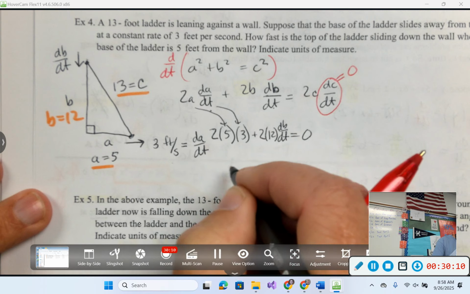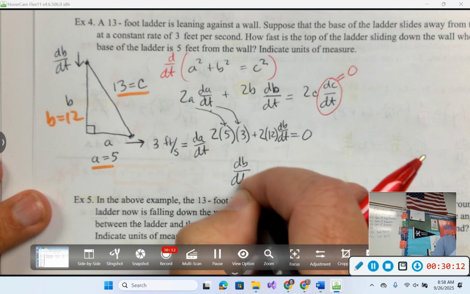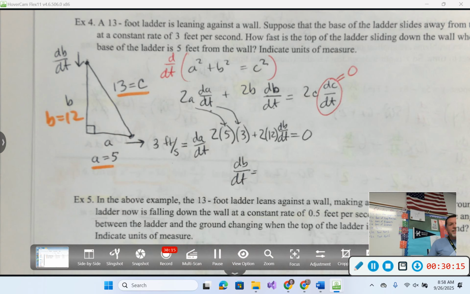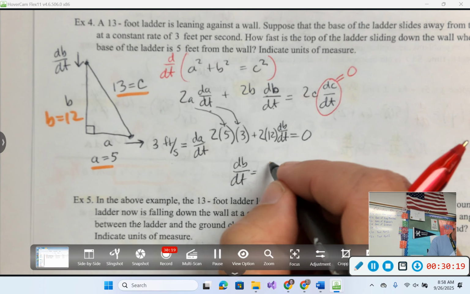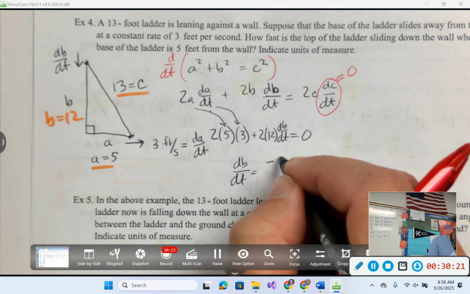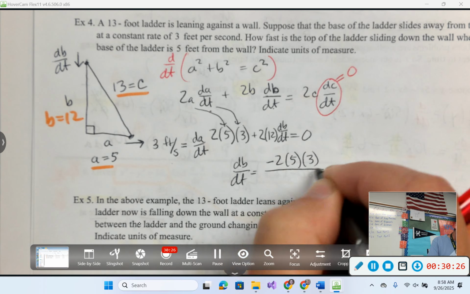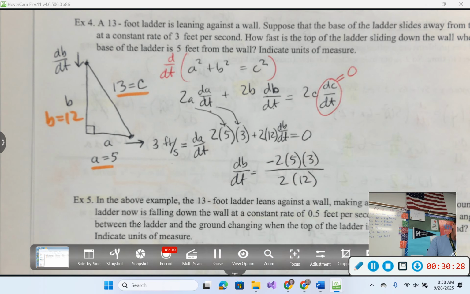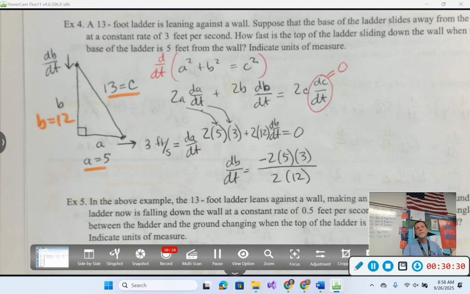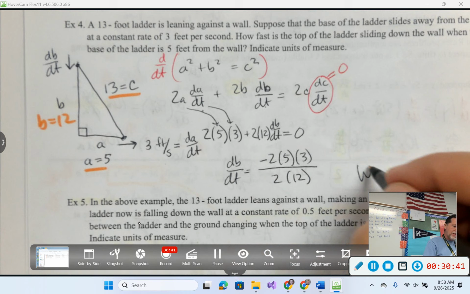Would you be negative 12 because it's going down? Well, the length is 12. dB dt is going to end up being negative. In fact, I'm going to safe stop the heck out of this thing. Negative 2 times 5 times 3 over 2 times 12. How's that for a safe stop? So Barrett, why is this negative? You kind of just answered that question. The ladder's moving down, so B is getting shorter. So it makes sense that that is negative.